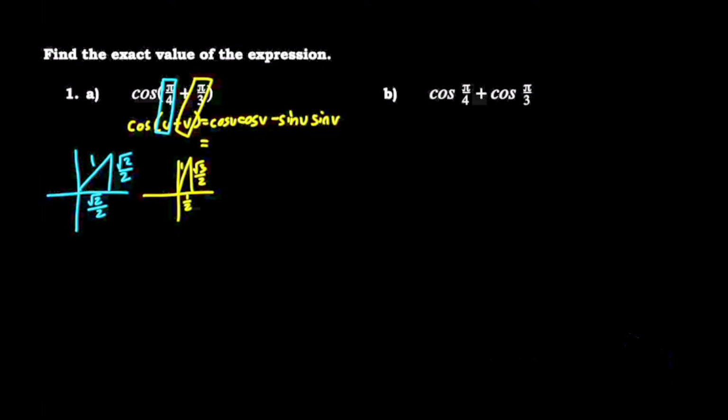And I'm also going to rewrite this, but plugging in pi over 4 and pi over 3 for the u and v angles. And now we can start evaluating all of those. So cosine of pi over 4 is the square root of 2 over 2. Cosine of pi over 3 is 1/2.